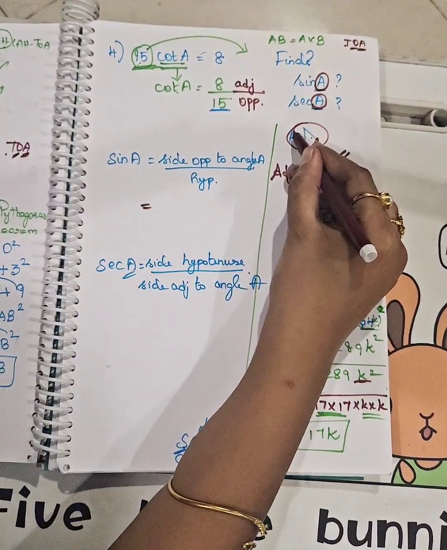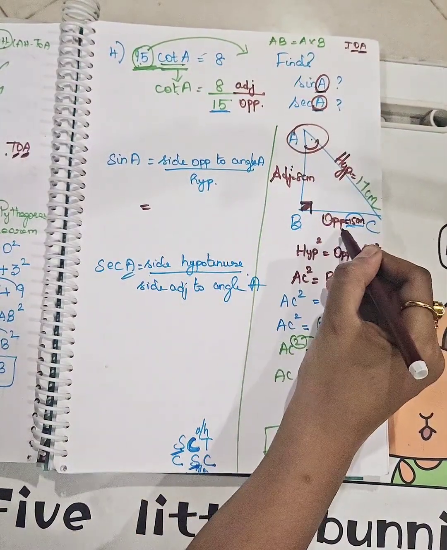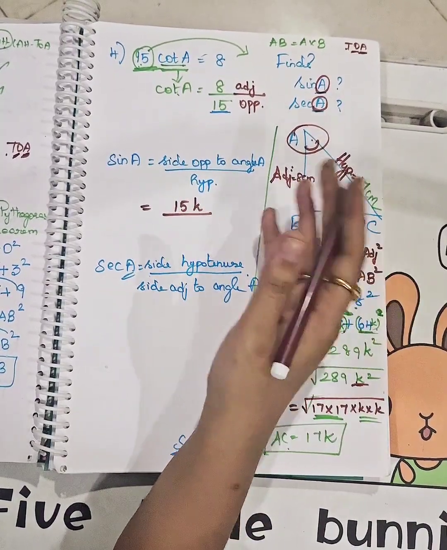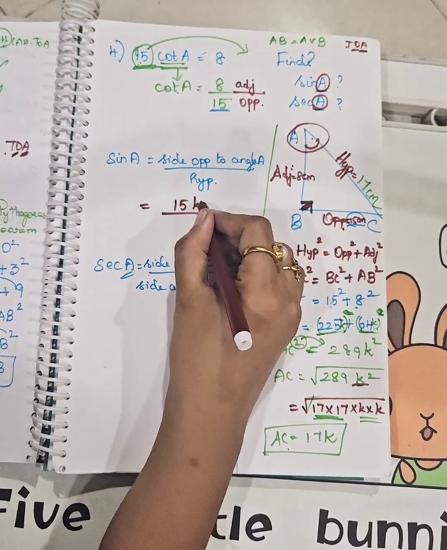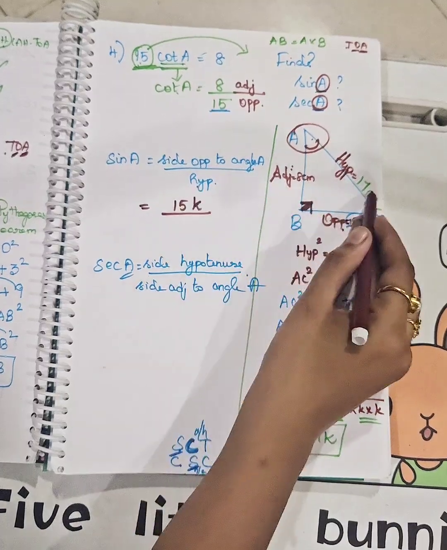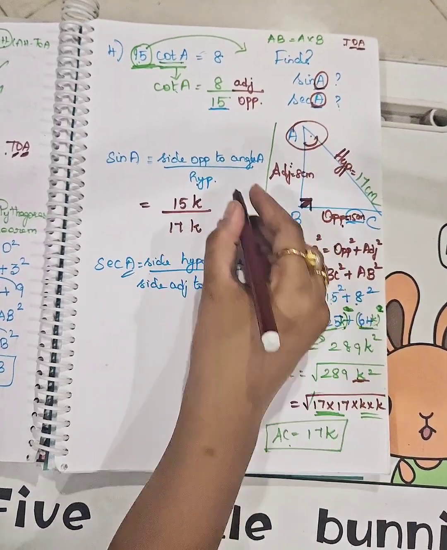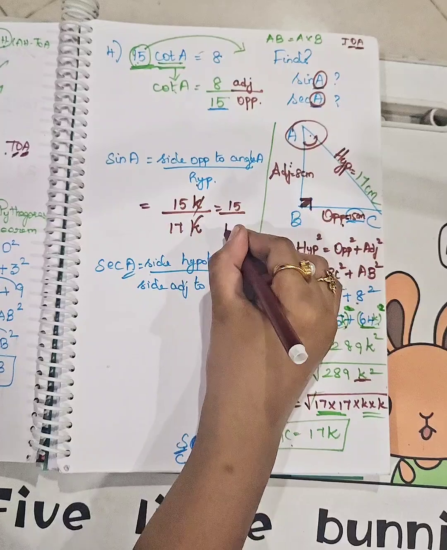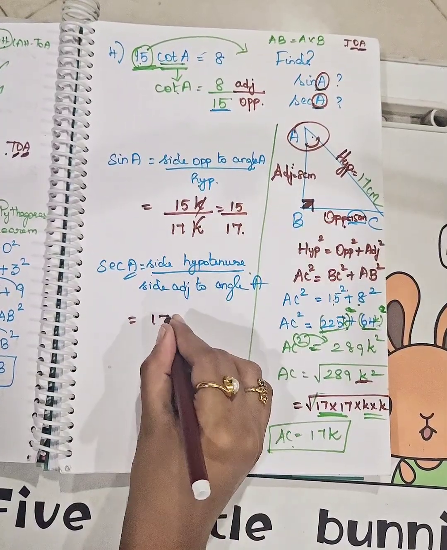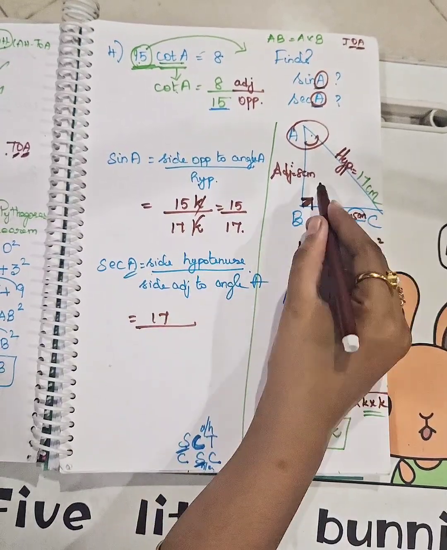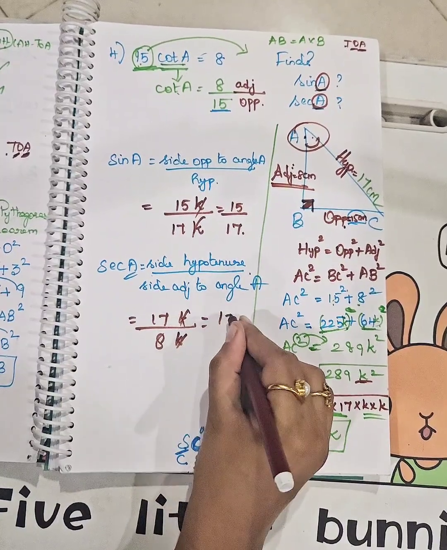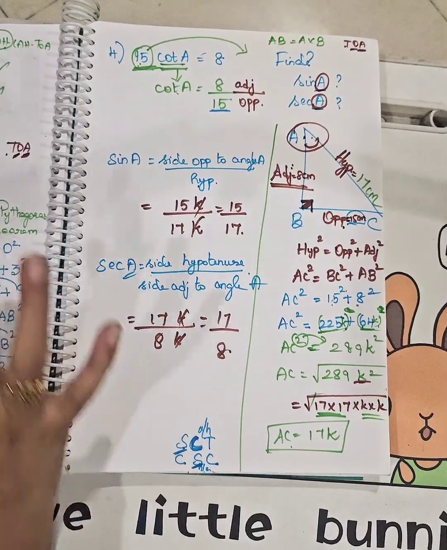Go to angle A. Which is the side opposite to angle A? This one, 15k. K is nothing but a constant. When substituting the ratio, I am writing it along with the constant, however it will be cancelled. So 15 divided by hypotenuse, 17. The answer is 15 by 17. Next, moving on to secant theta, hypotenuse is 17 and the side adjacent to angle A is 8. So the answer for this is 17 by 8. So that is all with the fourth sum.